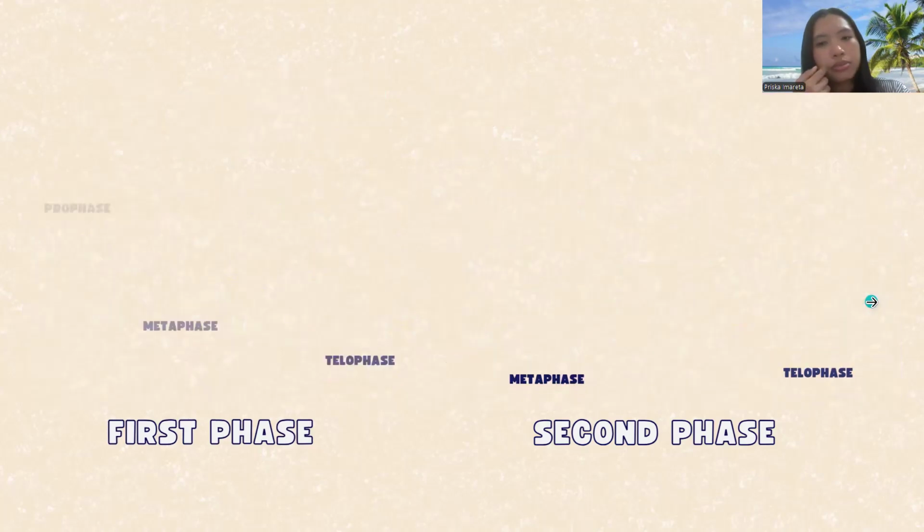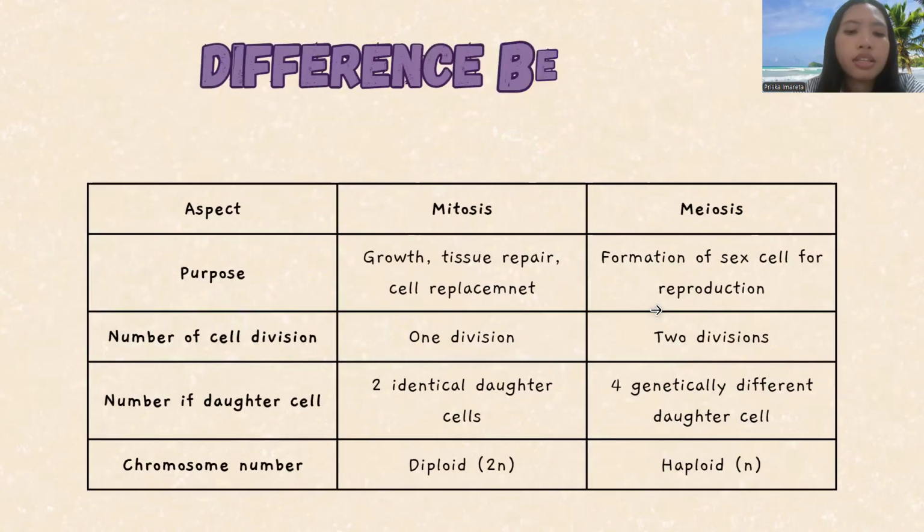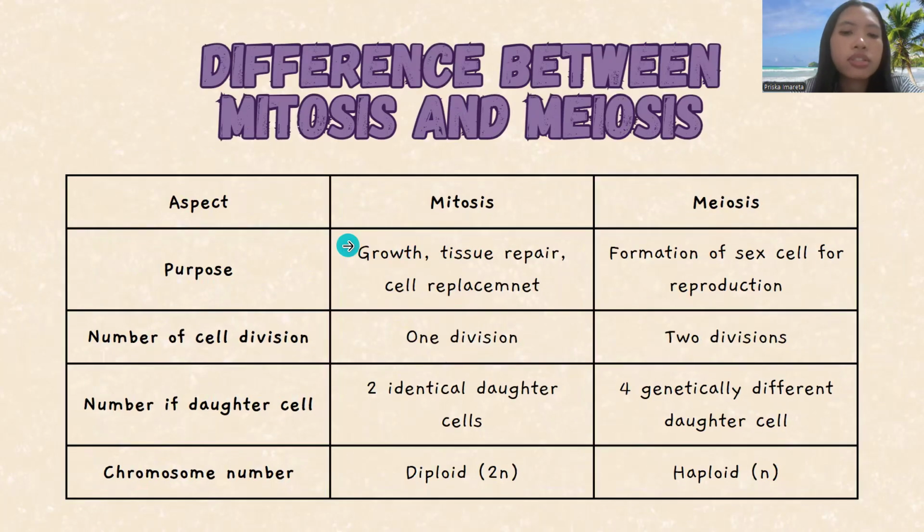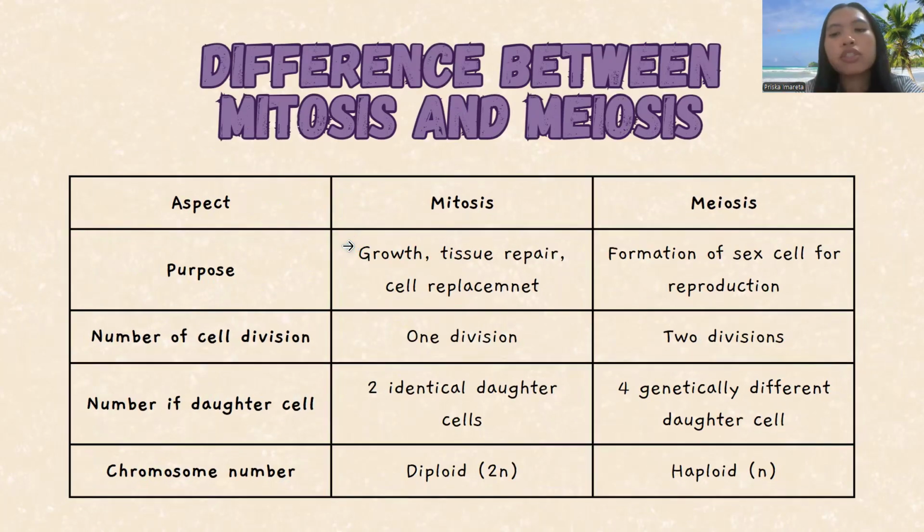Okay, next. Now, in the process of cell division, there are two main types of division, mitosis and meiosis, which we have already learned about. While both are ways for cells to multiply, they have different processes and outcomes.